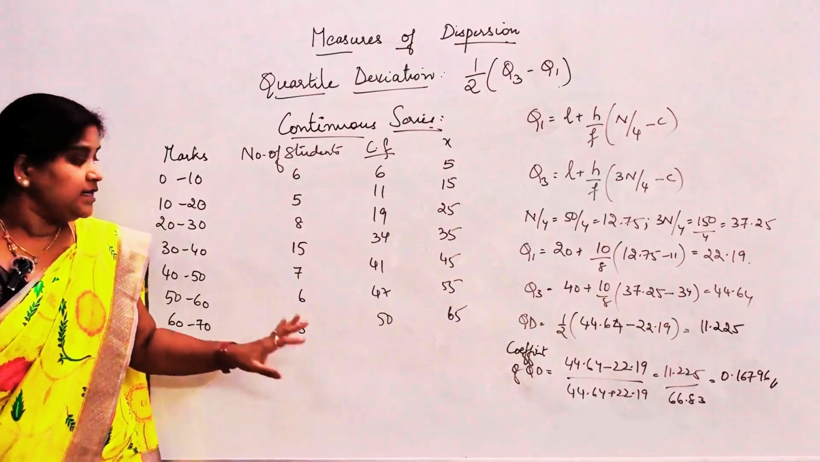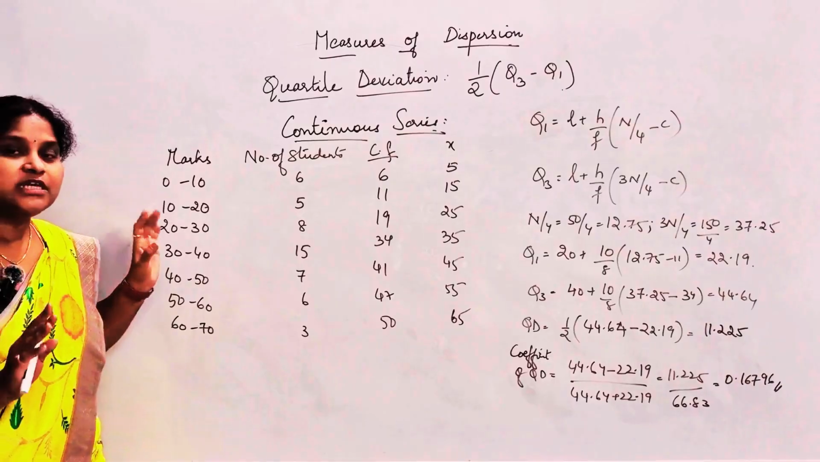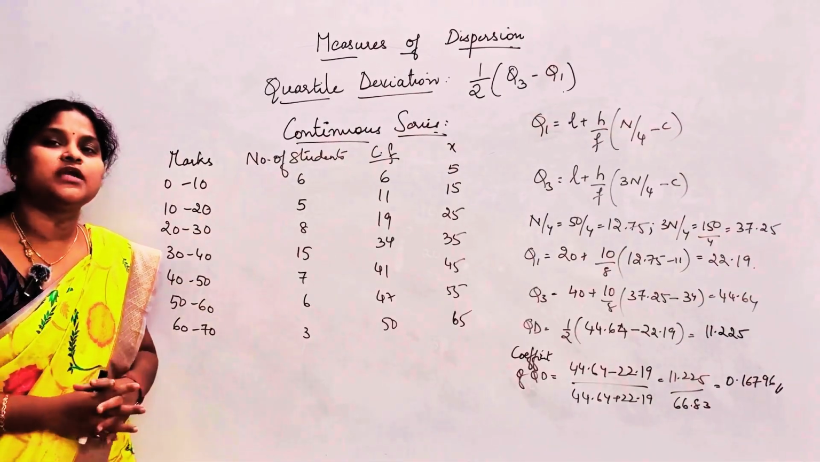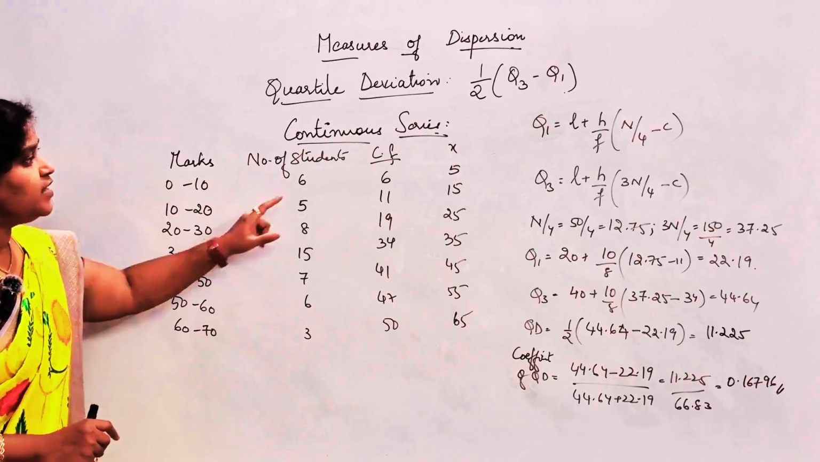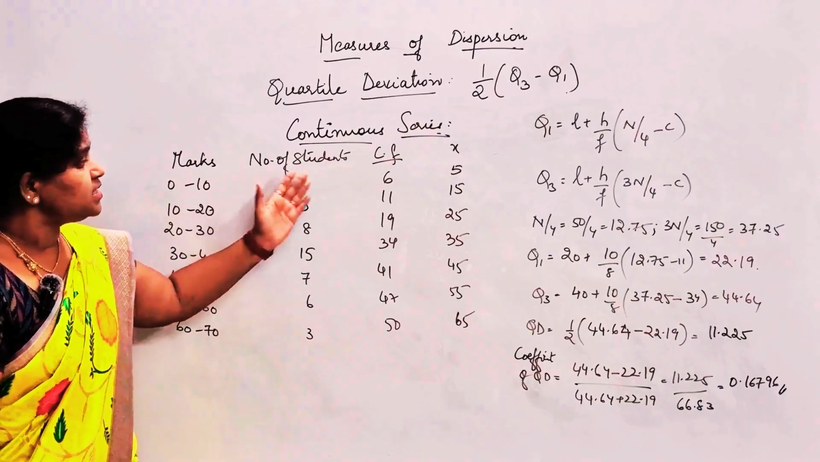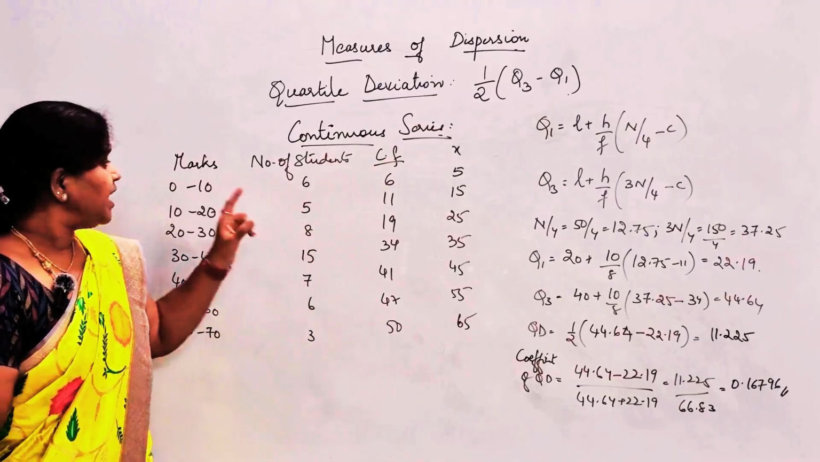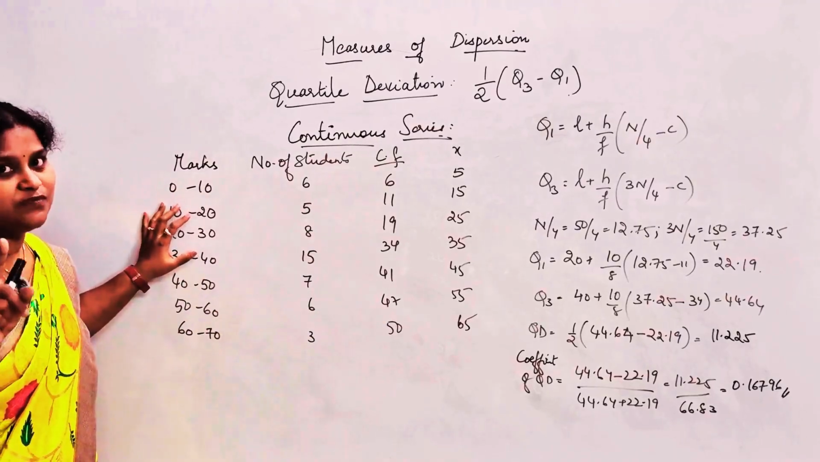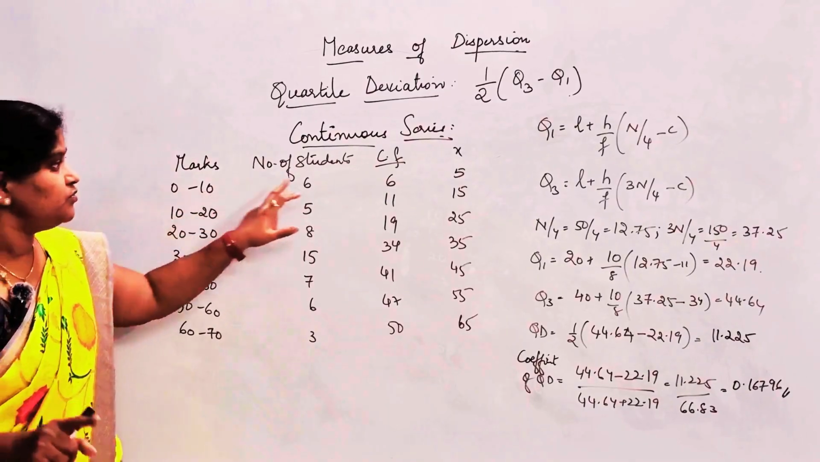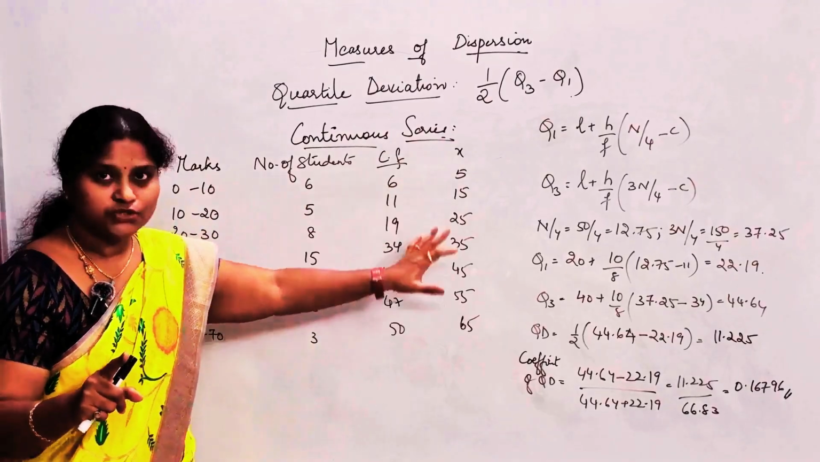Now let us see an example for continuous series to calculate quartile deviation. Let us consider this as an example for continuous series. We are totally given 7 class intervals and their respective frequencies. We need to find out the quartile deviation. First, we'll find the cumulative frequencies of the given data: 6, 6 plus 5, 11, 11 plus 8, 19, and so on. And we find the mid values of the class intervals: 0 to 10, 0 plus 10 by 2, 5; 10 to 20, 10 plus 20 by 2, 15, and so on.